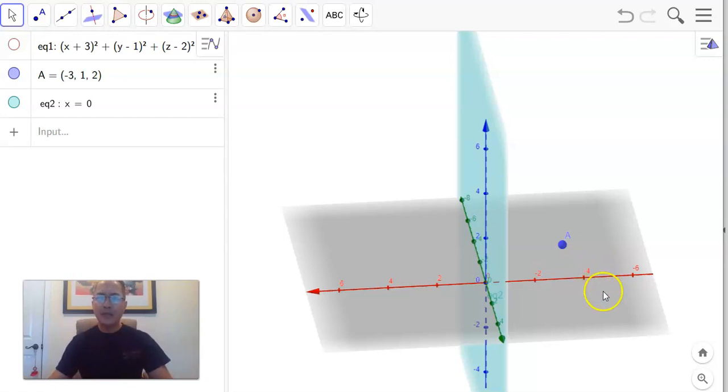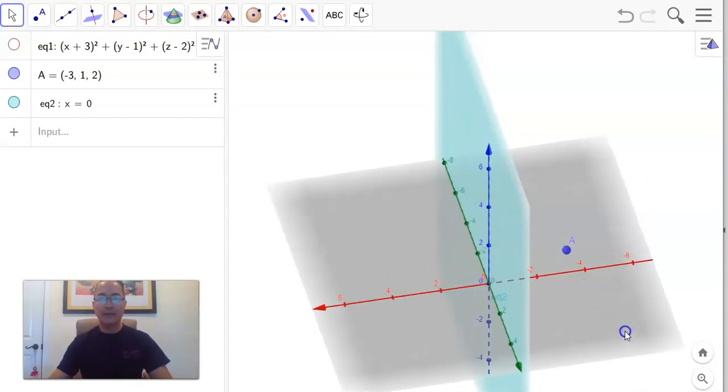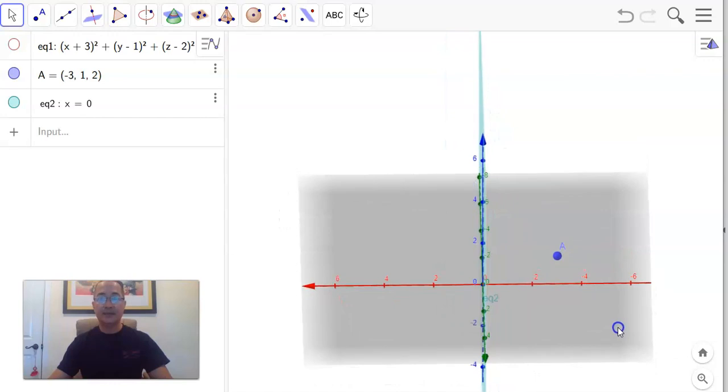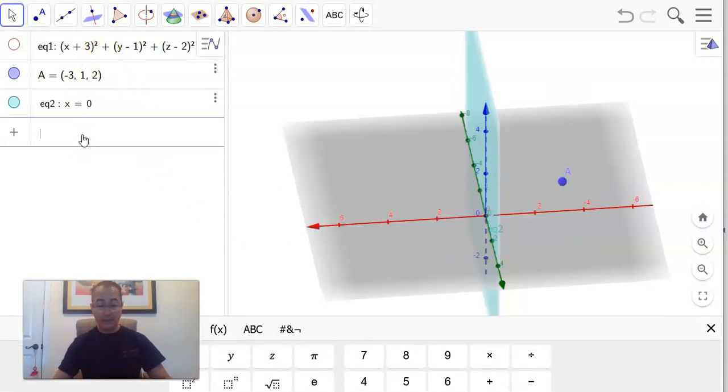So if that's the case, then what should be the radius of that sphere? Well, its center is over here. So how far is the center from the YZ plane? It looks like it is controlled by the x coordinate, which is -3. So therefore that distance should be 3. That's our radius, 3. So it will be the same equation.